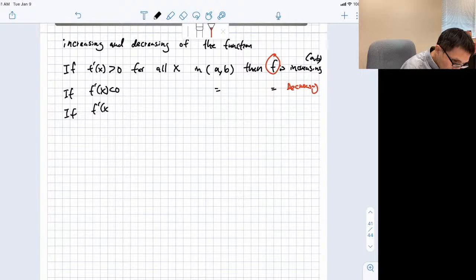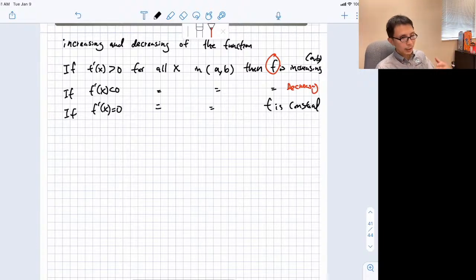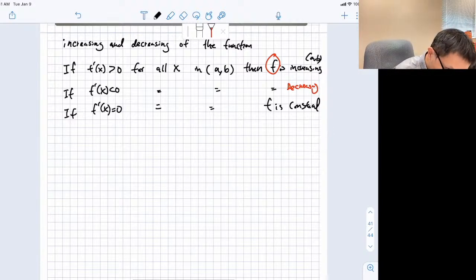Now if f prime of x is equal to 0, then f is going to be constant. So pretty much you're going to copy everything the same, and then just write that it's decreasing or constant. I'm going to spell constant correctly.